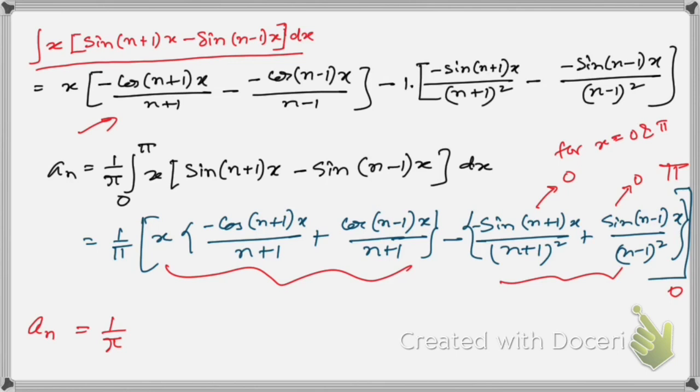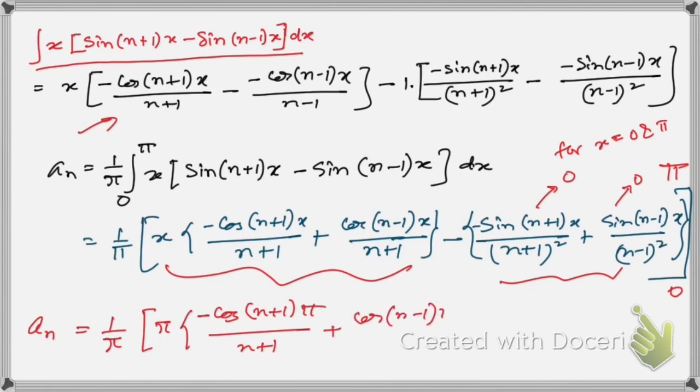Okay, so if you put pi here, then your result will be something like this: minus cos((n+1)pi) by (n+1) plus cos((n-1)pi) by (n-1), and minus, if you put the lower limit which is equal to 0, then you're going to get 0. Okay, 0 into anything is 0, so that's why it's going to be 0. So this pi cancels.